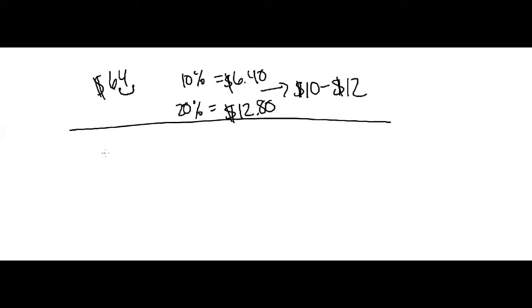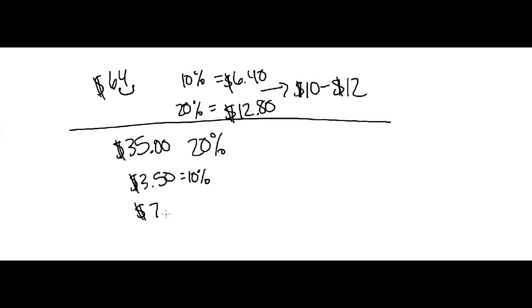And secondly, we're going to talk about discounts. So let's say you go to the store and you have a shirt that is $35 and they say it's 20% off. How are you going to calculate this? So it's essentially the same exact thing we did before. 10% would be $3.50, because remember you have a decimal here and you just move it one place to the left to get 10%. 20% is going to be double that, so it's going to be $7.